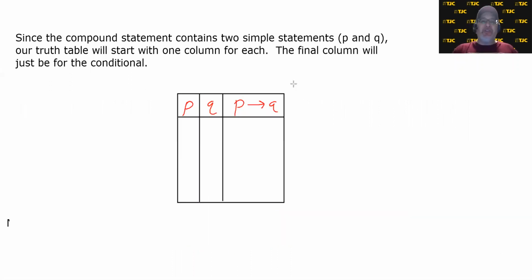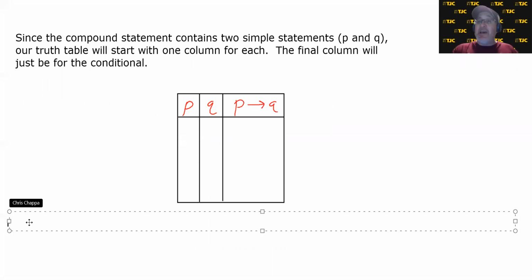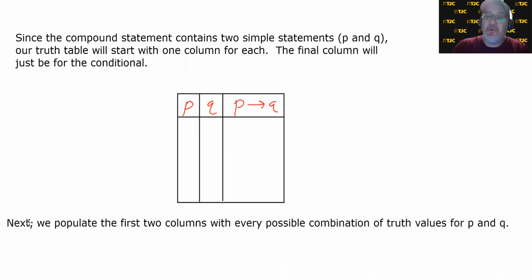Since the compound statement contains 2 simple statements, P and Q, our truth table will start with 1 column for each. The final column will be just for the conditional. So just like before, and you should know what's going to happen now. Next, we populate the first 2 columns with every possible combination of truth values for P and Q. Do you know them by now? The order in which I'm going to do them? What's the first one? True, true. Second one, true, false. Third one, false, true. And then the fourth one, false, false.